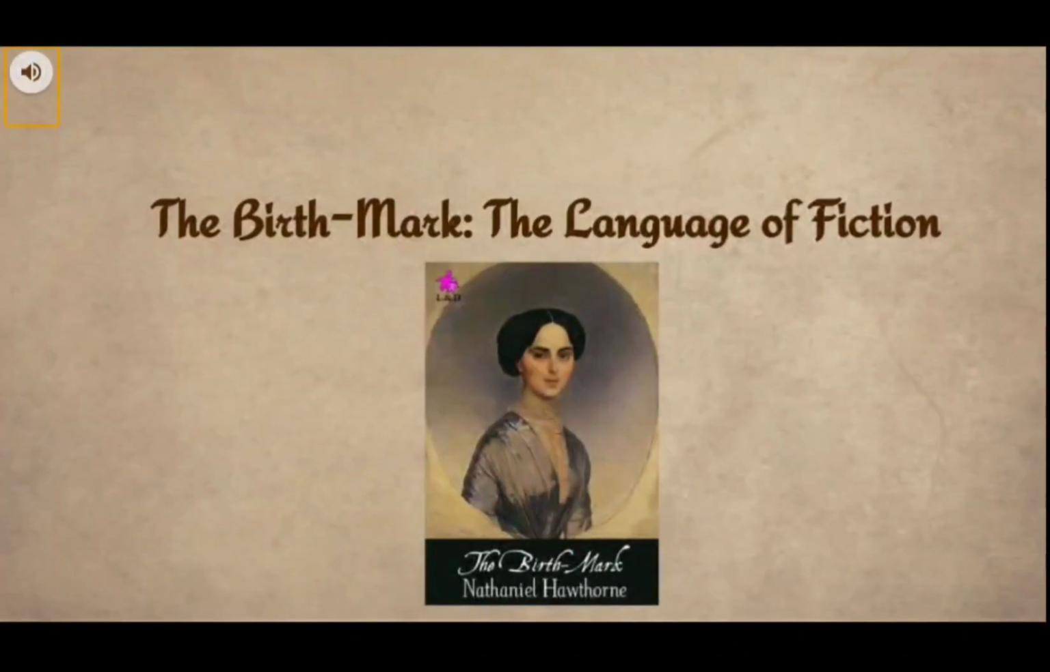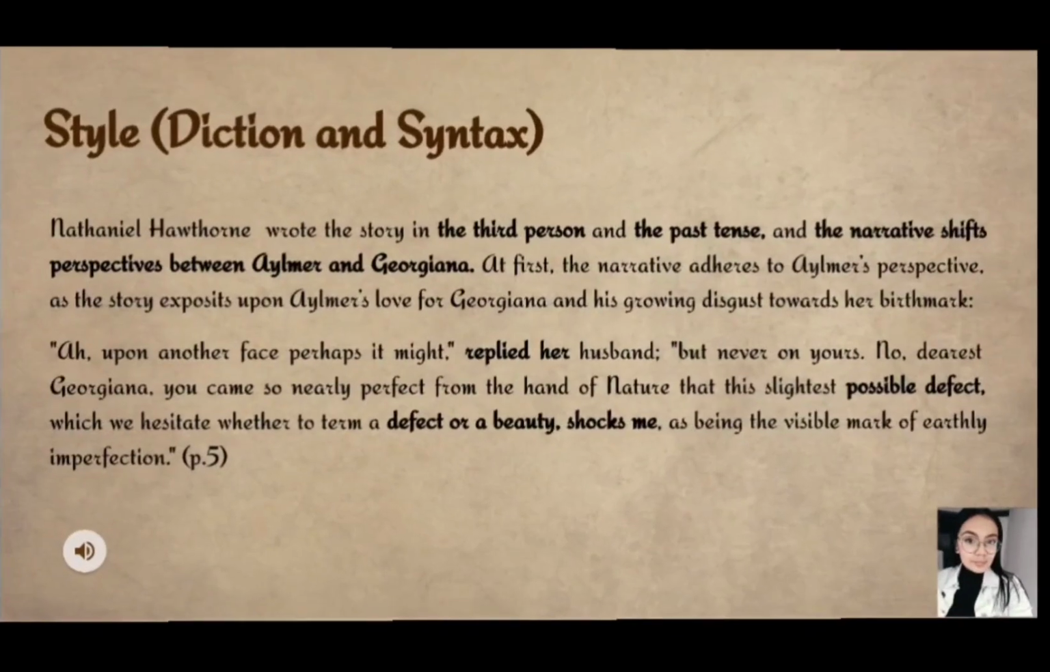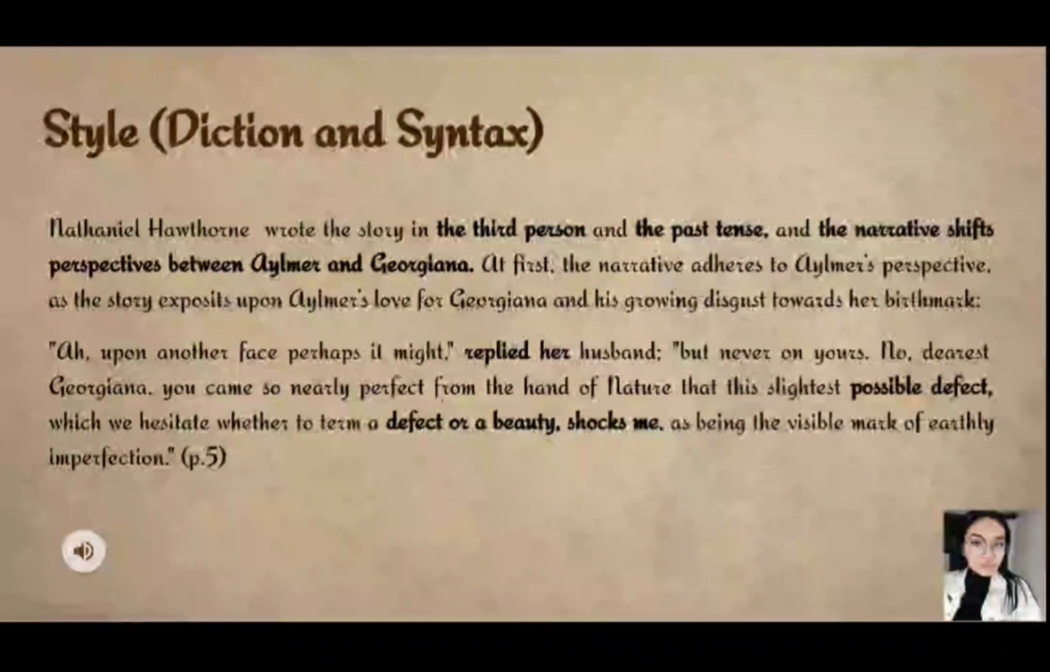The Birthmark, the language of fiction. It is possible to understand the author's style through this piece of quotation. "Oh, upon another face perhaps it might," replied her husband. We can know that the author wrote the story in the third person and the past tense, and the narrative shifts perspectives between Aylmer and Georgiana.